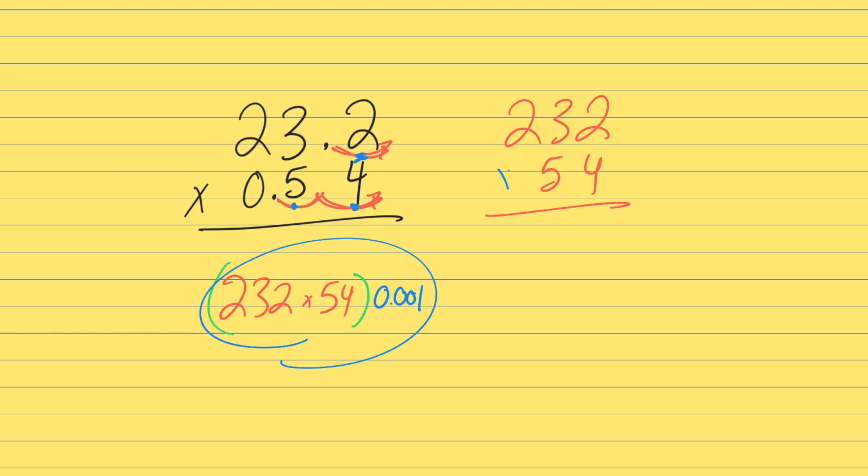So work the problem out with me here. 4 times 2 is 8. 4 times 3 is 12. 4 times 2 is 8 plus 1 is 9. I'm done with this. Done with this.